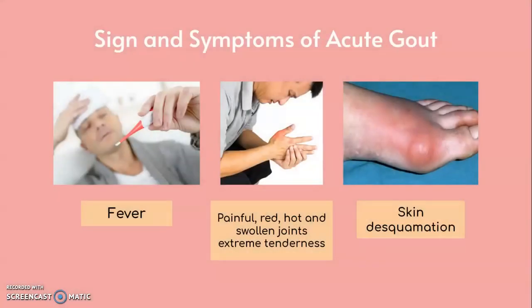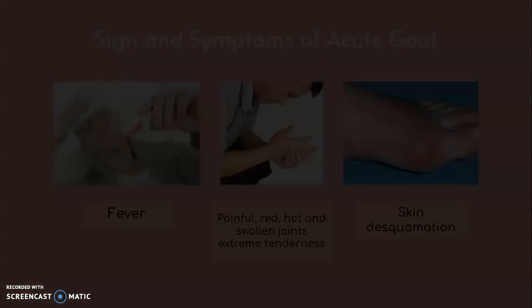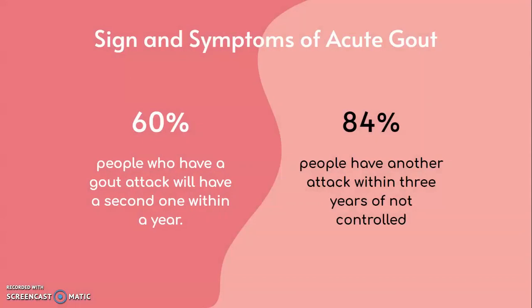Alright, besides, fever may also be present, and if this acute gout attack is left untreated, these attacks are self-limiting and will subside on their own between a few days to 2 to 3 weeks. Alright, 60% of people who have a gout attack will have a second one within a year. And overall, 84% may have another attack within 3 years if not controlled.